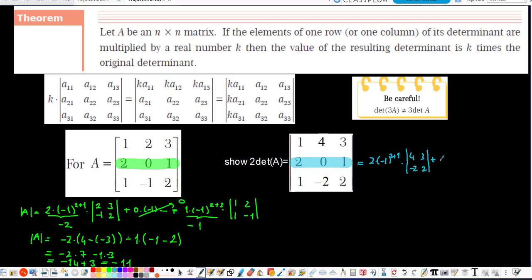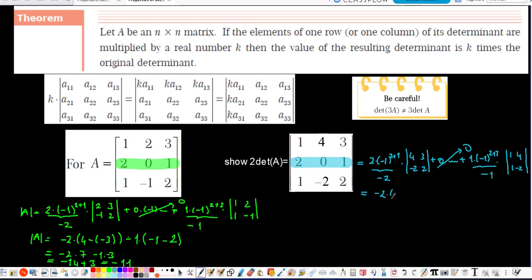Then plus 0 times something, I'm not going to write that one. And the last one is 1 times minus 1 to the power of 2 plus 3 times the minor of the matrix, it's going to be 1, 4, and 1 minus 2, it has to be. Okay, so here, we did in the first operation, this is going to be minus 2, and this is going to be minus 1, and this is 0.